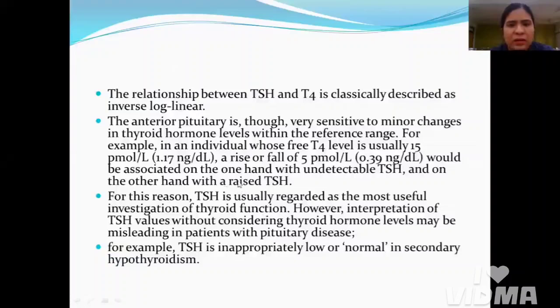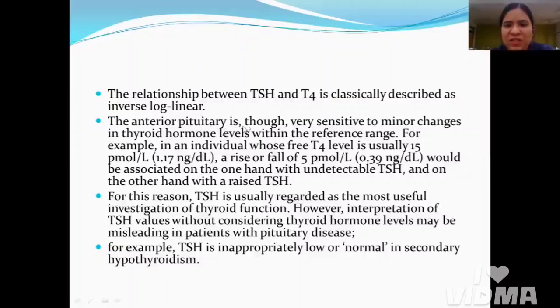Okay, and the relationship between TSH and T4 is classically described as inverse log linear. That means when there is increased T4, then TSH will decrease, and when T4 is low, then TSH will increase.